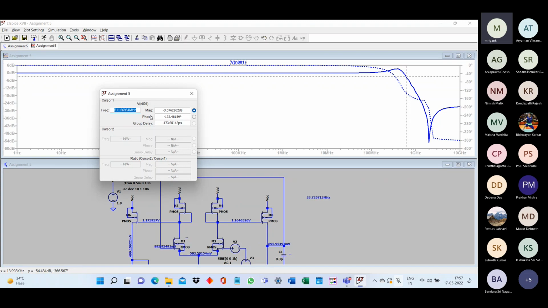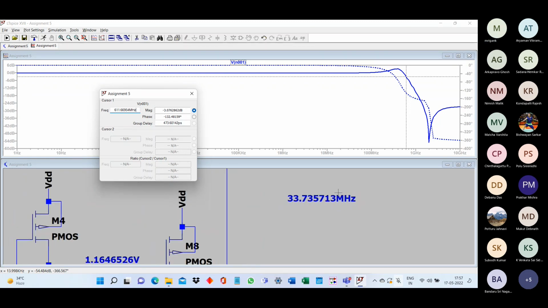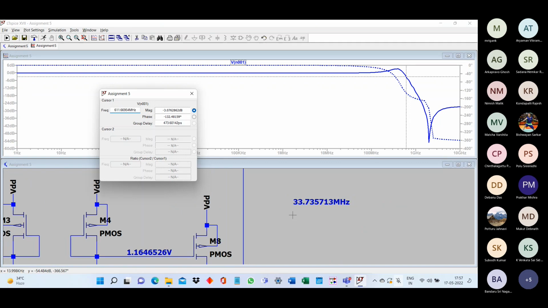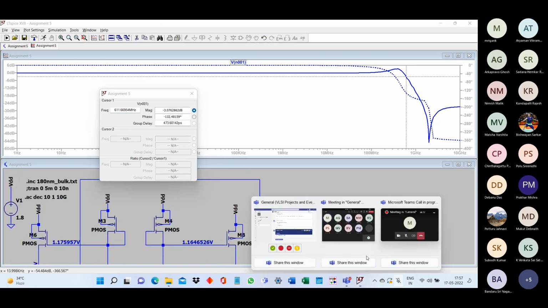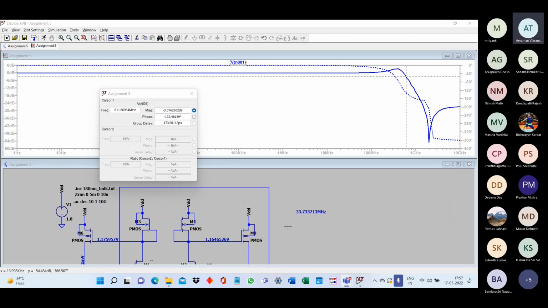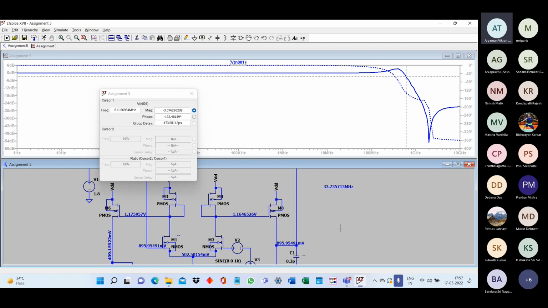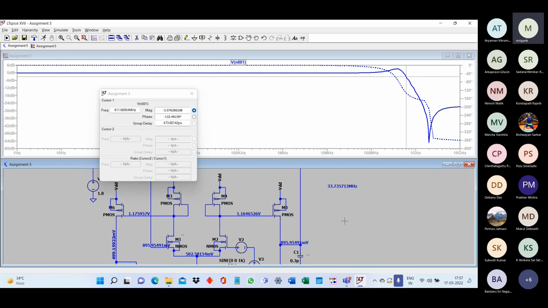What was the open loop bandwidth? Do you remember? Open loop bandwidth was how much? Do you remember? So before connect, this was the old one. Yeah, 33 megahertz. So almost 20 times it has increased. So assuming that, approximately this is the order. So almost in the order of 100 increase you are getting in the bandwidth.